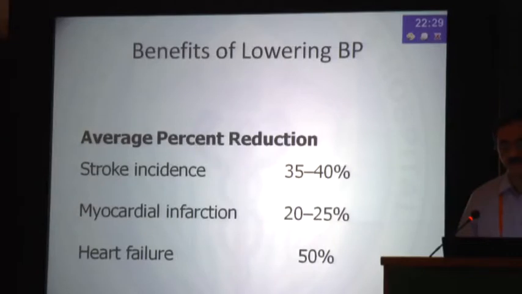Similarly, as far as the targets of hypertension are concerned, we all know the benefits of lowering BP. It reduces the incidence of stroke by 25 to 40%, the incidence of myocardial infarction by 20 to 25%, and that of heart failure by 50%.